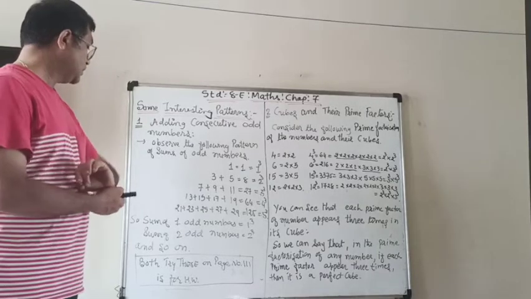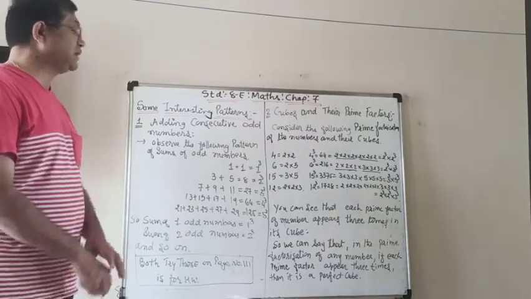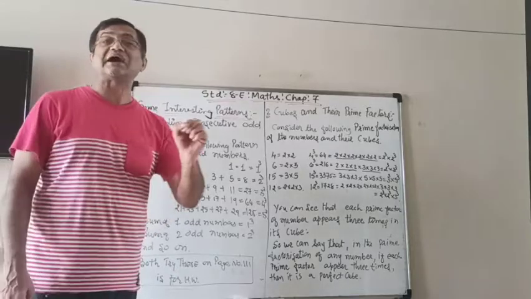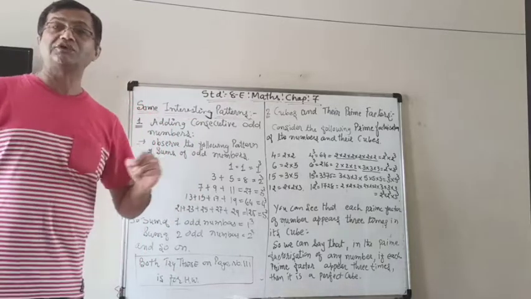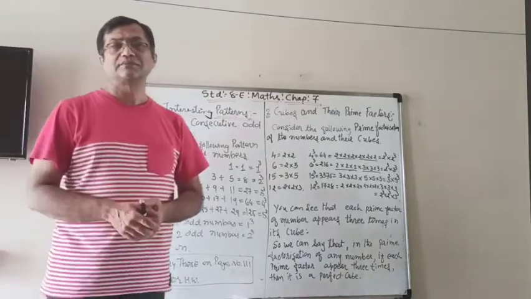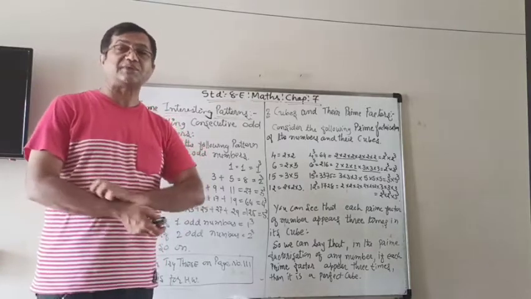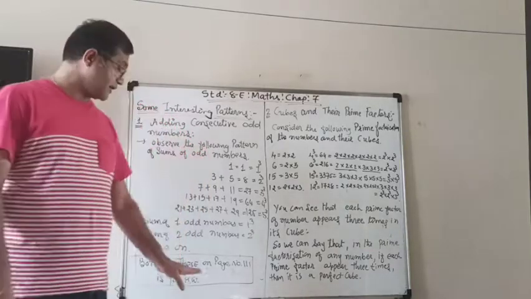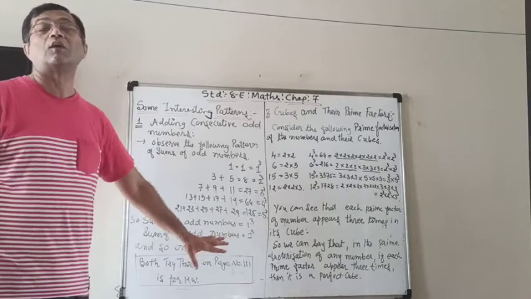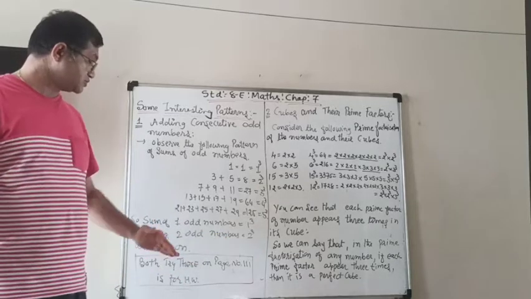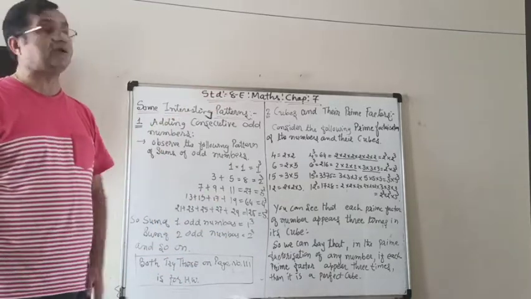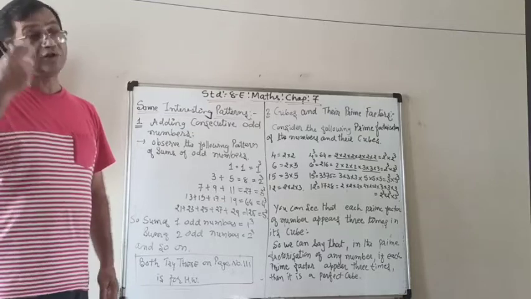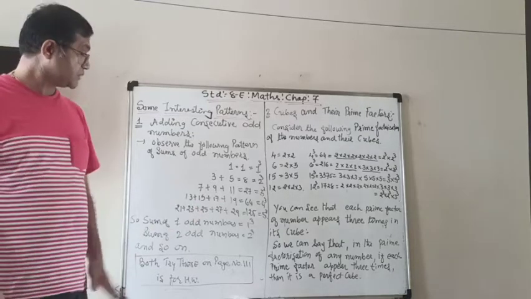Now on page number 111 there are 'Try this' questions, and both are so easy that I didn't explain them. You can do them yourself, so I left them for your homework. One is at the top and the other at the bottom, and you will do them for yourself.